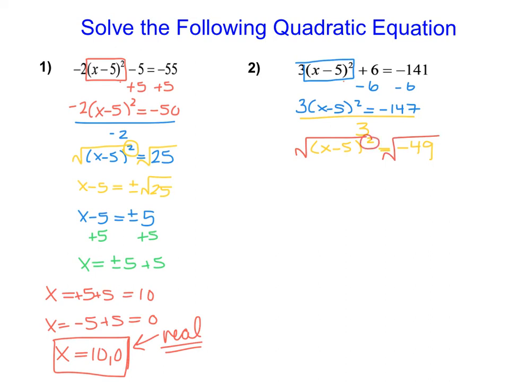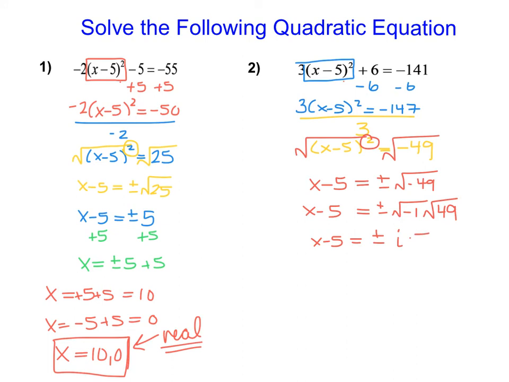Then from here, I know in order to undo the squared, I need to square root both sides, and because I square rooted a squared here, I get x minus 5 is equal to plus or minus the square root of negative 49. Now because I have a negative underneath my square root, I'm going to have to simplify this a little bit. So I know I can rewrite this as the square root of negative 1 and the square root of a positive 49. So then I can simplify this a little bit. This becomes plus or minus, well, the square root of negative 1 is i, and the square root of 49 is 7. So I have x minus 5 is equal to plus or minus 7i.